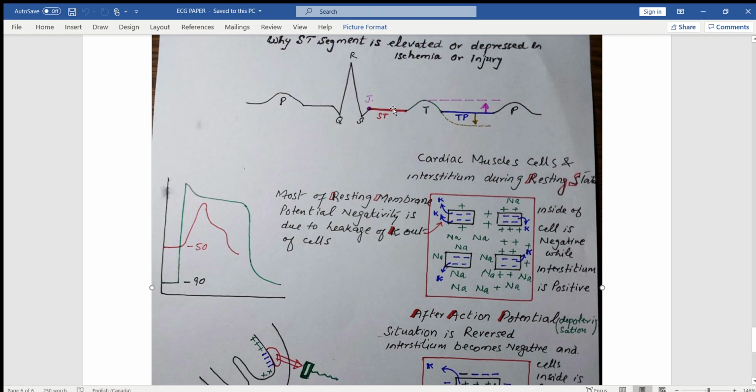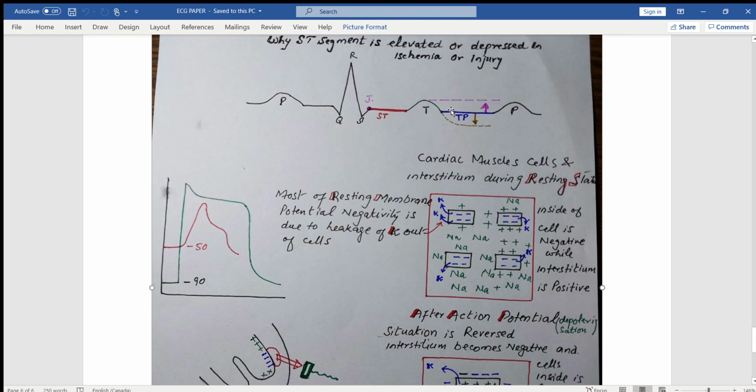Keep in mind that these ST segment changes are seen in acute injury or acute infarction. After a few days, these ST segments become normal. So this was all about why the ST segment is depressed or elevated during acute injury. Now, another sign for ischemia is the inversion of the T wave. In an acute case of infarction or injury, there may be an inversion of the T wave also.